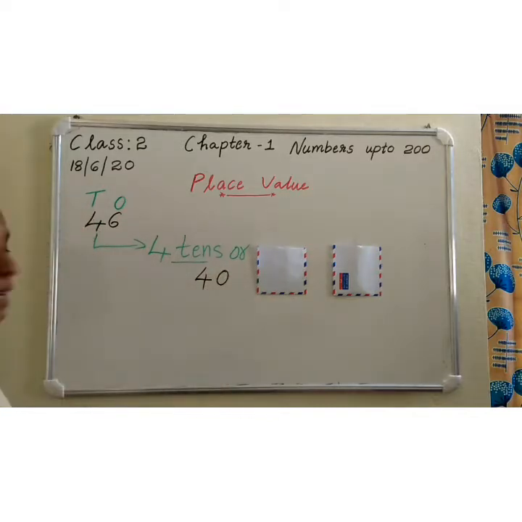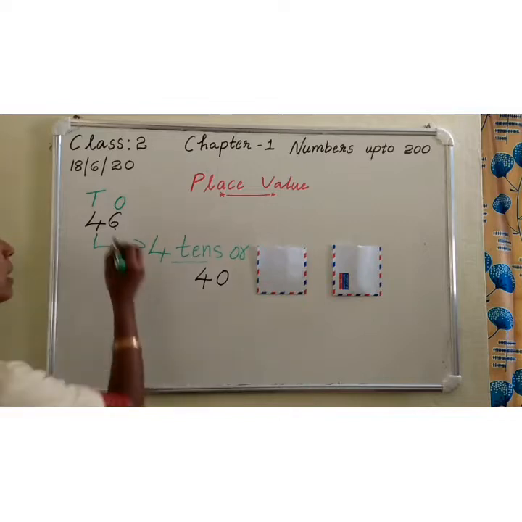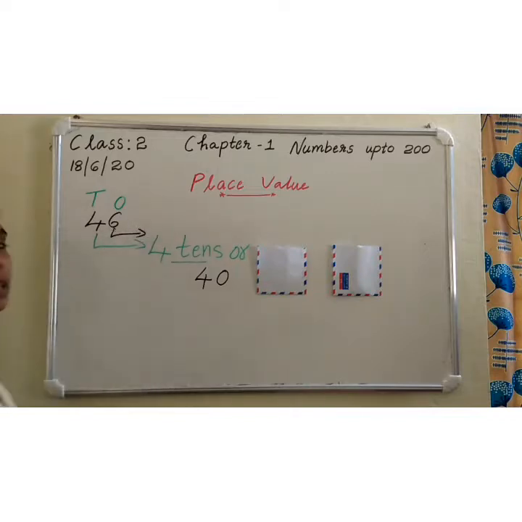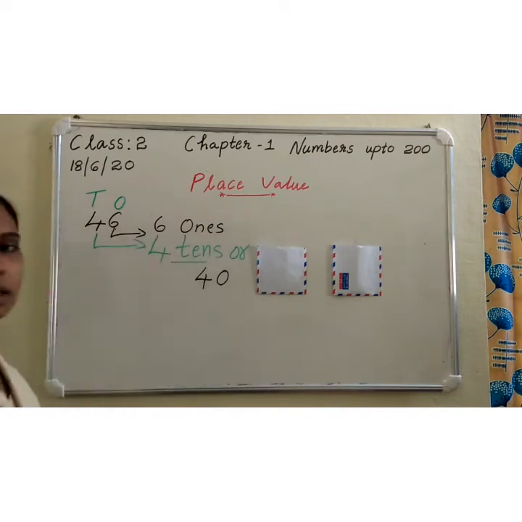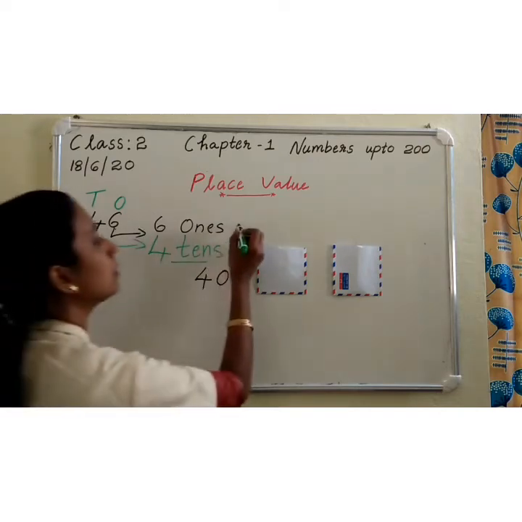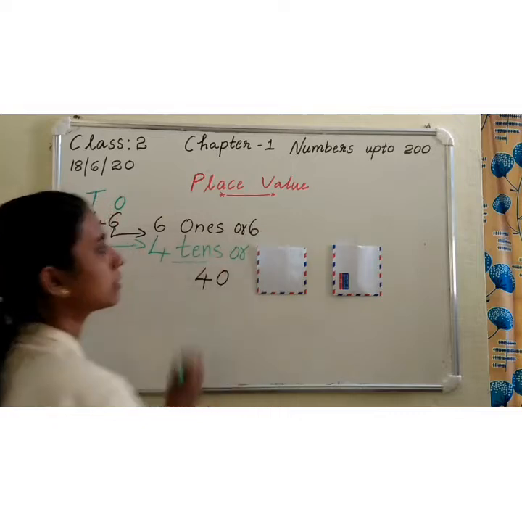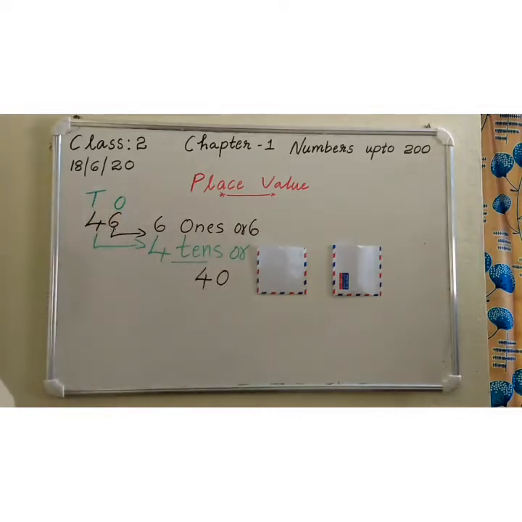Get it? And the next one. What is the place value of 6 in this number? 6 in which place? 6 in the place of ones. So we can say the place value of 6 is 6 ones. Or you can simply write it is 6. To understand this one, I will show you an activity.